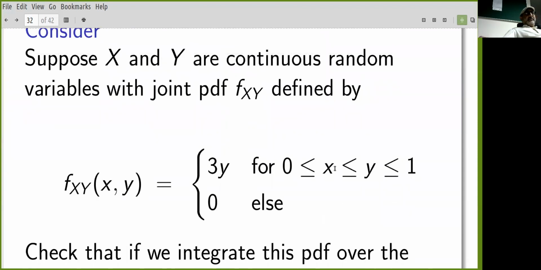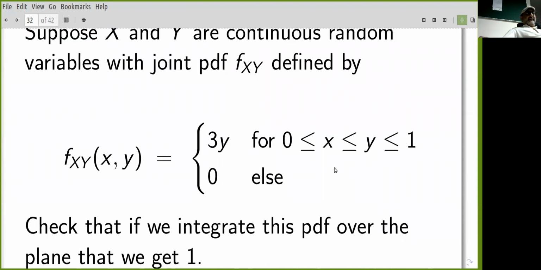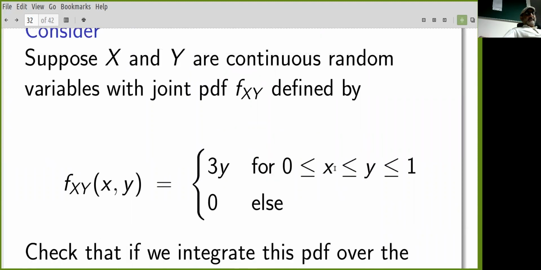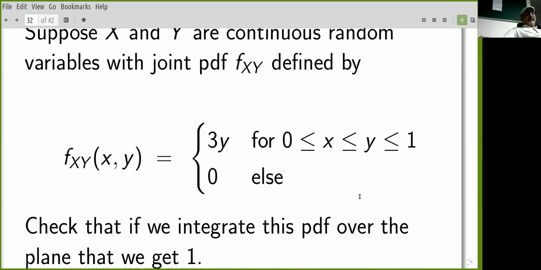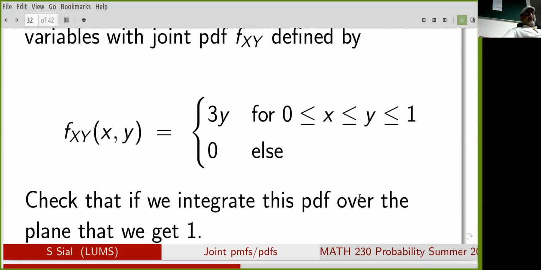All right. So let's suppose that I have some x and y random variables, and they're continuous random variables. And they have a joint PDF, f sub xy. And f sub xy is defined this way. It takes values 3y for x being greater than 0 and less than or equal to y, and y being greater than or equal to x, and y is less than or equal to 1, and it's 0 otherwise.